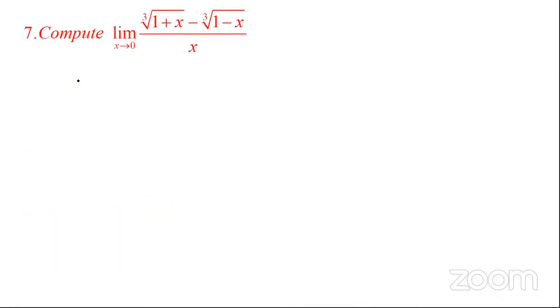Okay. Next, the third and seventh question. Limit x tends to 0 of cube root of 1 plus x minus cube root of 1 minus x, divided by x. Generally the square root can be written as x power 1 by 2. So here, the cube root is nothing but x power 1 by 3.